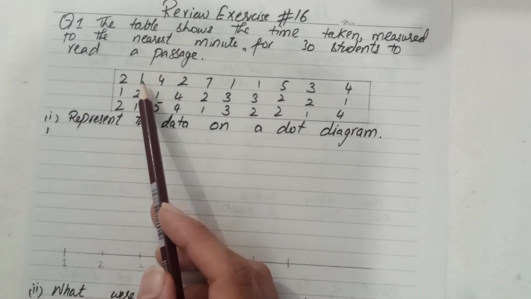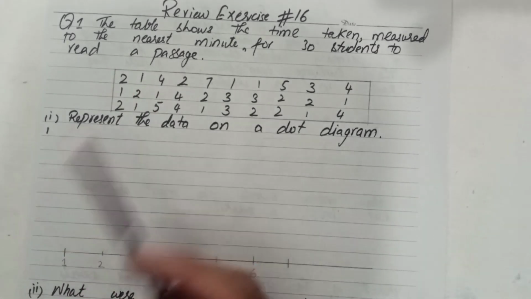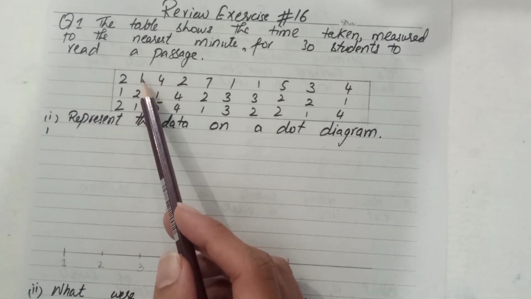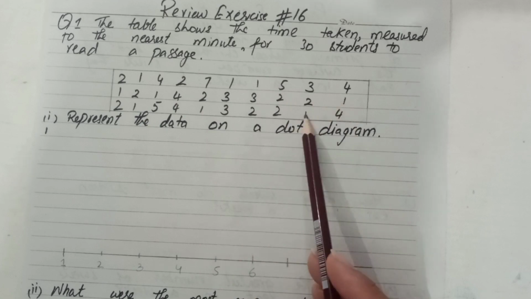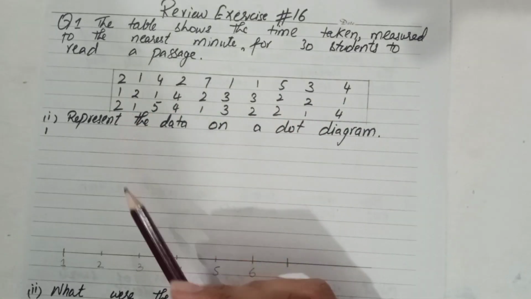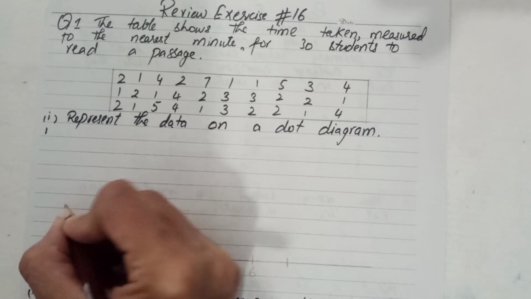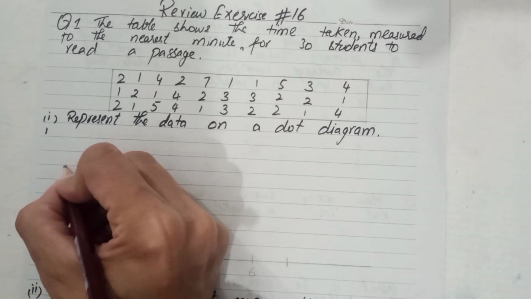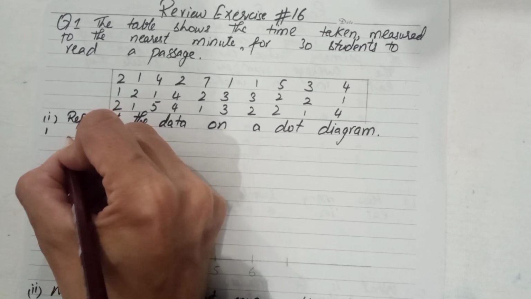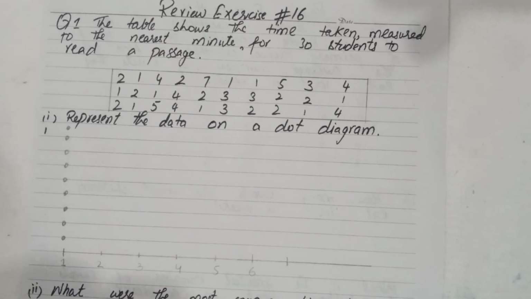First, we have to observe from our data how many times 1 comes in this data. 1, 2, 3, 4, 5, 6, 7, 8, 9. It is 9 times. We make 9 dots. 1 comes 9 times.